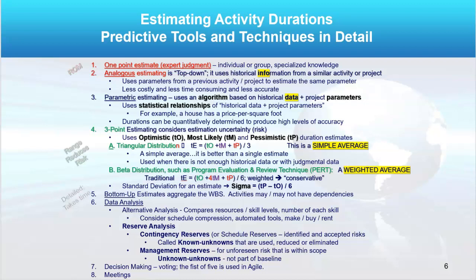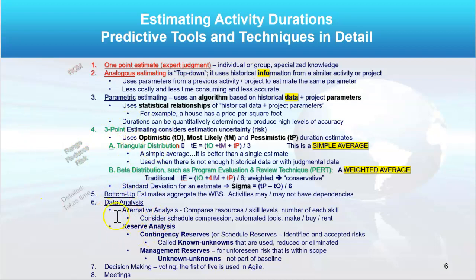It's a good read. Notice that the first two in red are called ROM, or rough order of magnitude. That's going to give you an initial estimate for your activity, but it really isn't going to be your final estimate. You're going to develop that later using things like three-point estimating, bottom-up estimating, etc.